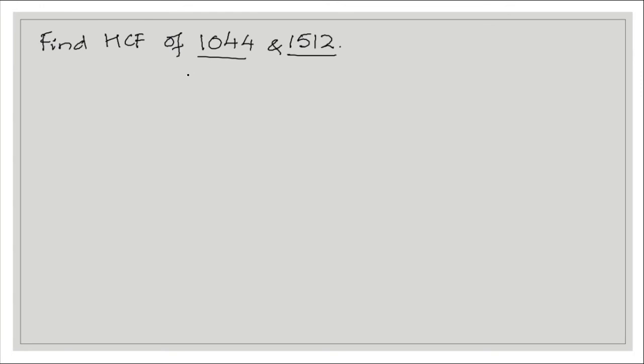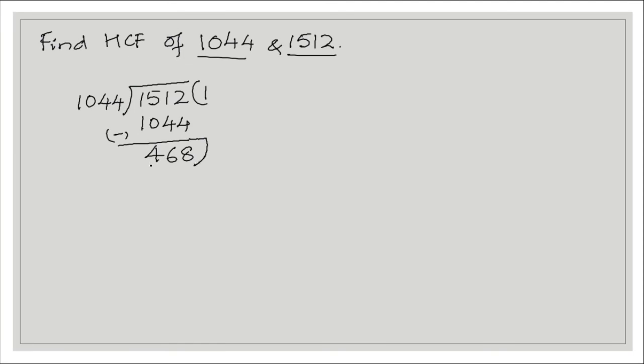In this method, I will divide the greater number by the smaller number. Here the greater number is 1512. So 1512, I am going to divide by the smaller number 1044. It goes once with 1044. Then I need to subtract here. I will be getting 468.